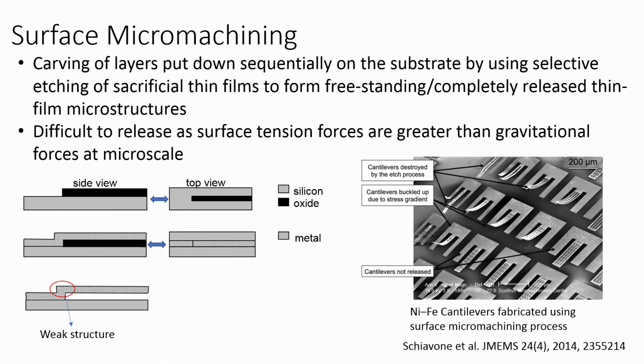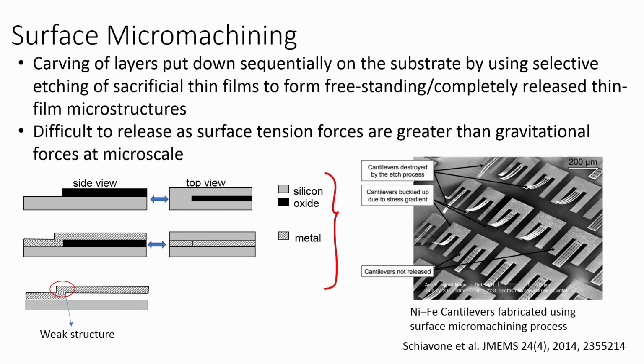Etching, like I said, is very important, and you can create several structures using bulk micromachining and surface micromachining. So, let us see what kind of structures we can fabricate using surface micromachining. You can see here, this is an example of surface micromachining. The gray color is silicon and the black color is oxide. If you see the side view, we have oxide on silicon.